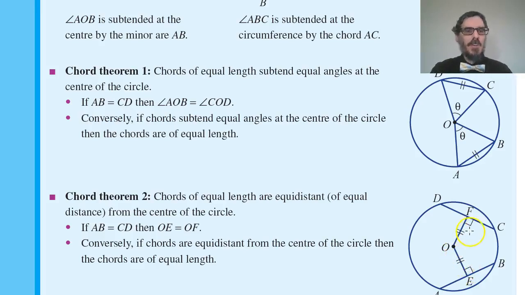Now, to do that, you have to remember that to get the distance of a line from a point, you're going at right angles. That also tells you something about one of the theorems coming up.